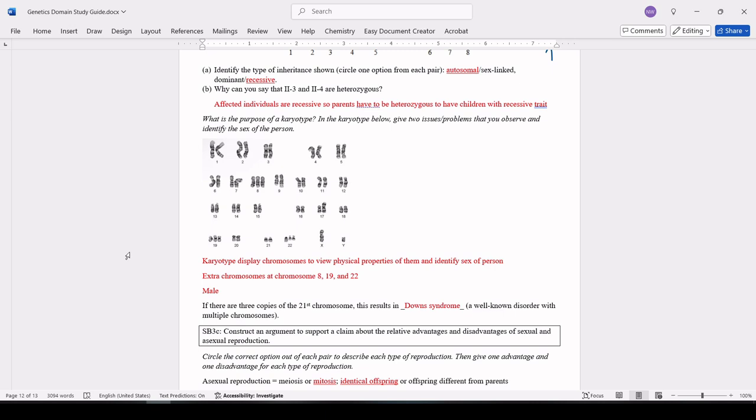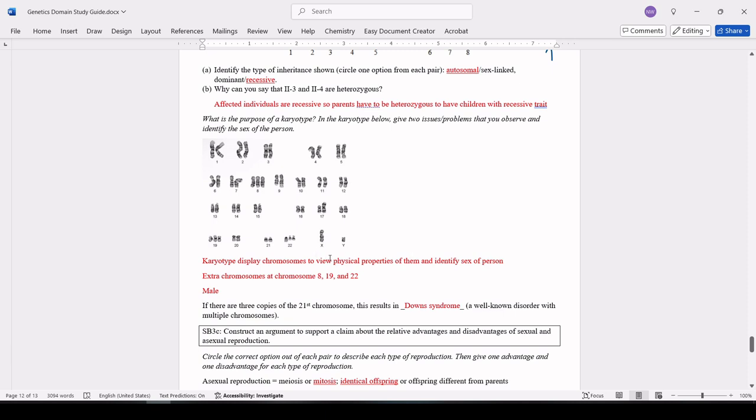So based on this karyotype, the main issue that you can see is that there's extra chromosomes and there's 3 spots. You have 3 at 8, you have 3 at 19, and you have 3 at 22. Does this cause a specific illness? Not that I know of. But we can also look at the X and the Y. In this case, there's 1 X and there's 1 Y, so that makes it male.